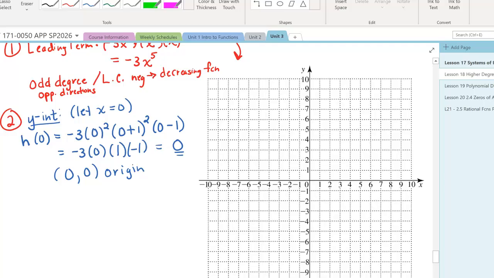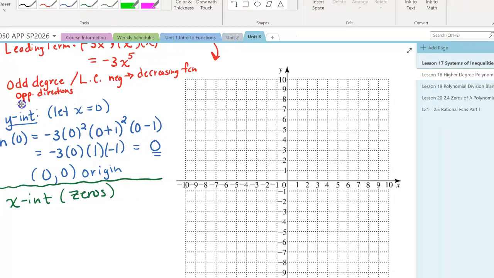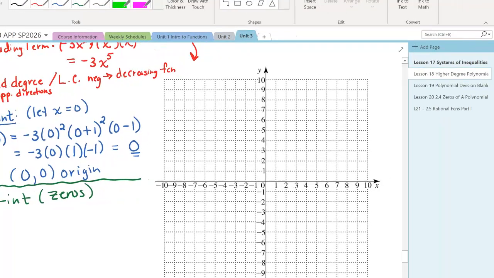Now, step 3, well, I'm going to combine step 2 and 3 together because step 2 also says the x-intercepts, which, remember, we talked about in class. Those are also the zeros of the function. And so to do that, what we're going to do is set the whole function equal to 0.